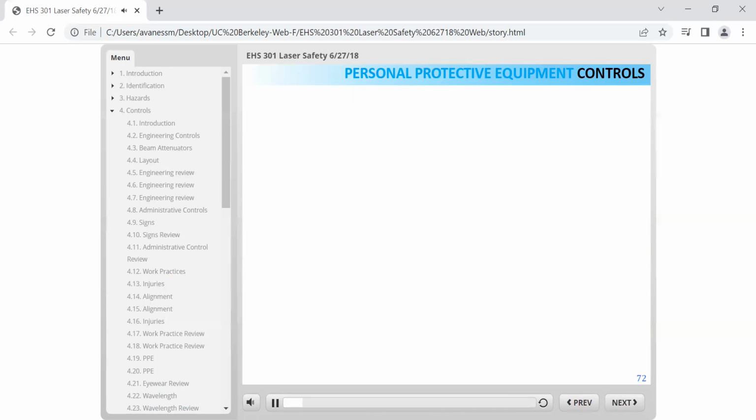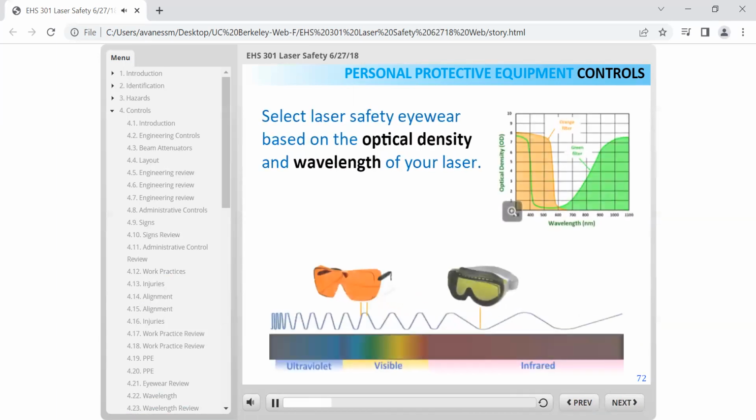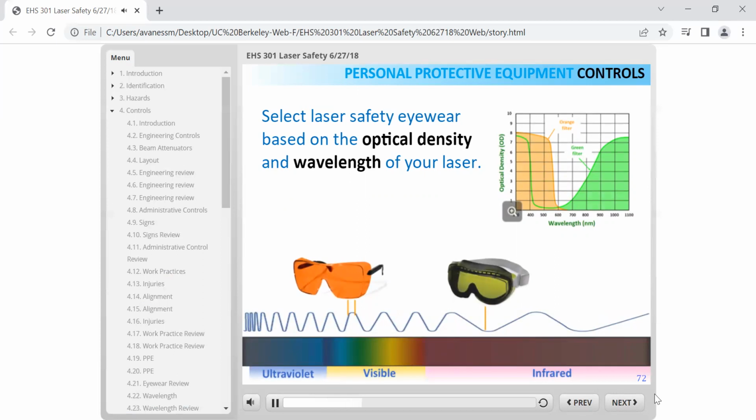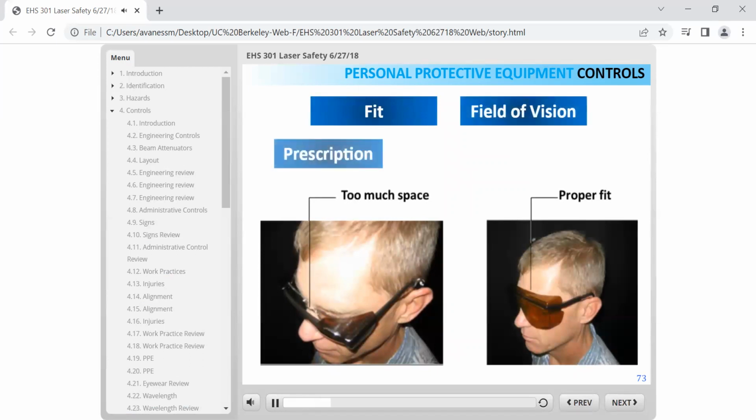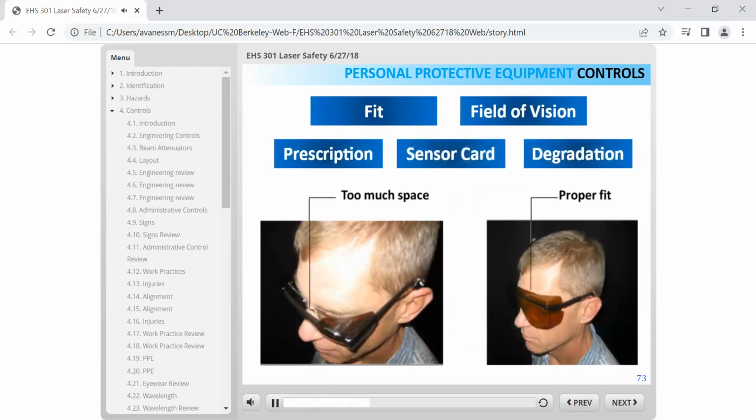In general, orange eyewear is commonly used for protection against blue and green laser beams, such as the gas ion argon and krypton lasers. Green eyewear is typically used for protection against high-powered lasers, such as a solid-state neodymium YAG, gas ion argon, and Excimer laser. Consult the laser safety officer for more information. In addition to the optical density and wavelength, make sure to select safety eyewear based on proper fit, field of vision, whether prescriptive lenses are required, whether they will allow you to see the glow on sensor cards if used, and the possibility of degradation, such as photo bleaching.